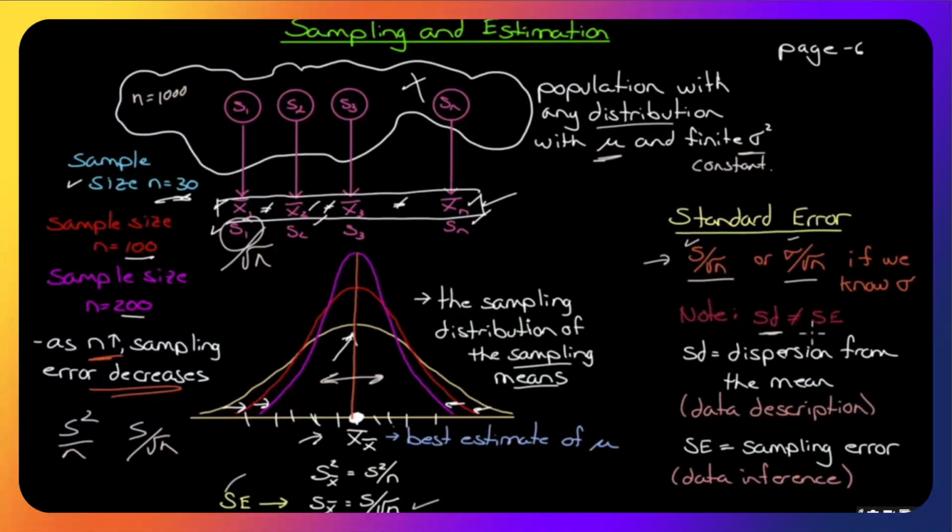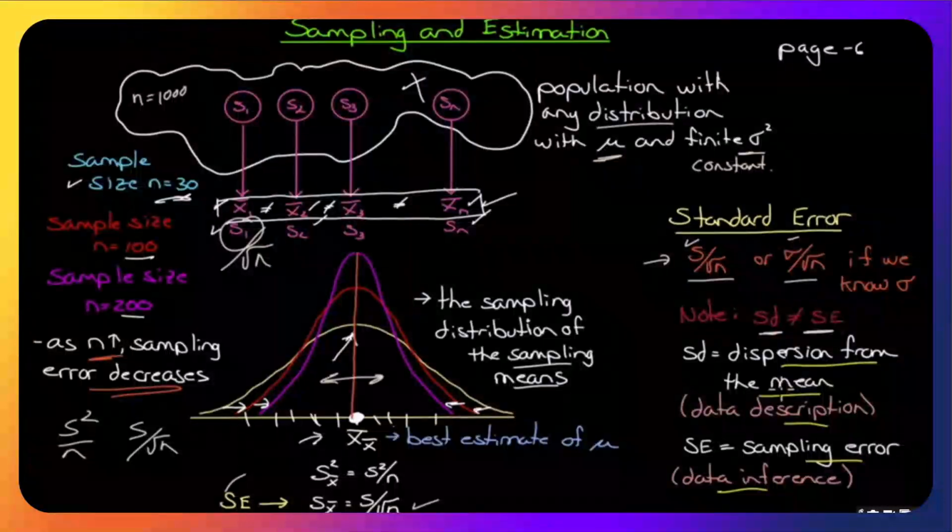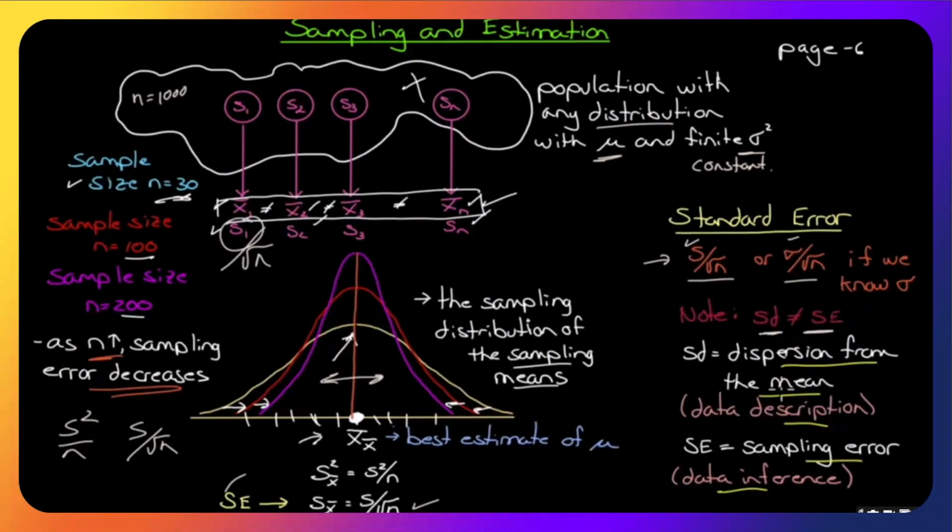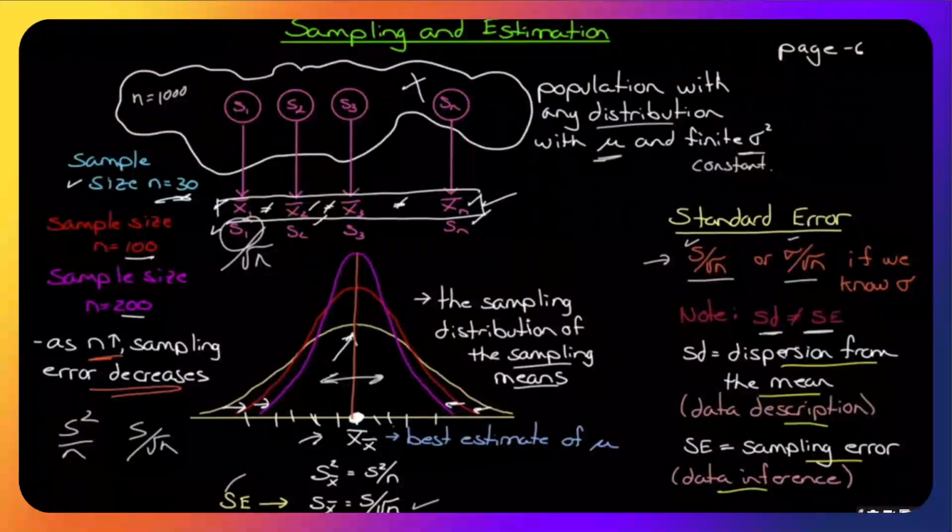Standard deviation does not equal standard error. Standard deviation is a measure of dispersion from the mean. It is a way that we describe the distribution of our data. A standard error is a sampling error. It is not measuring dispersion from the mean. It is measuring the precision of our estimate. And we use it for data inference. The other reason why it is not considered a standard deviation is this.